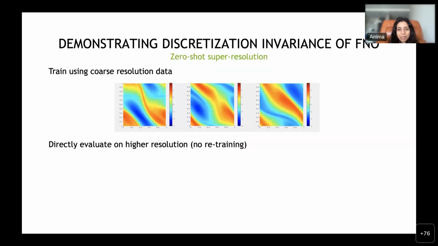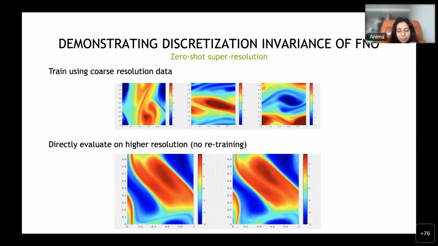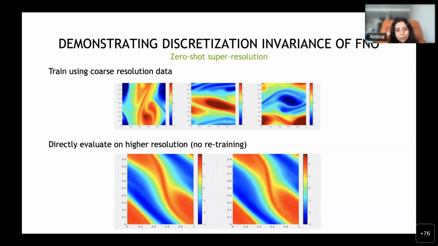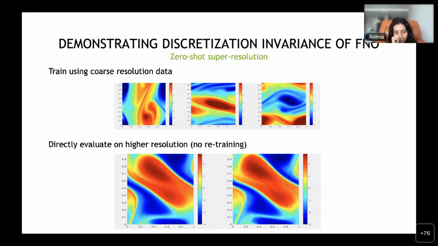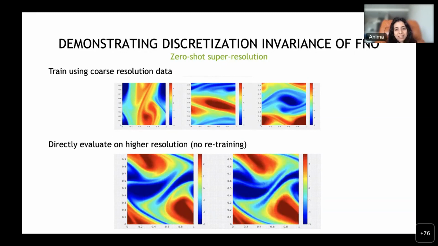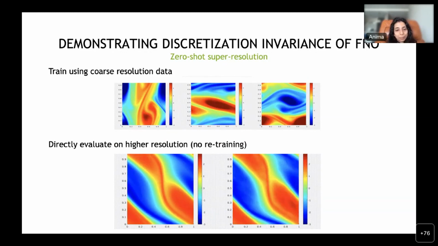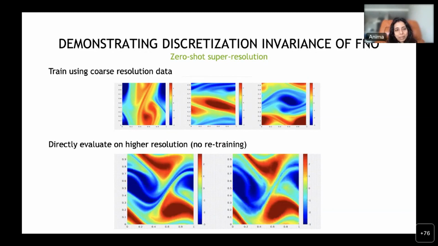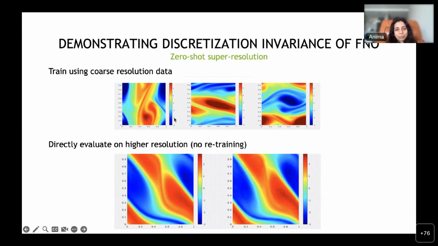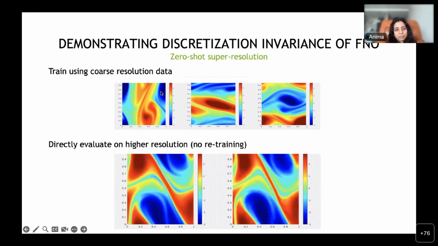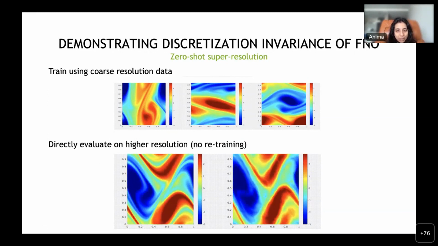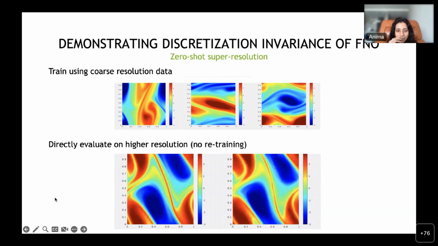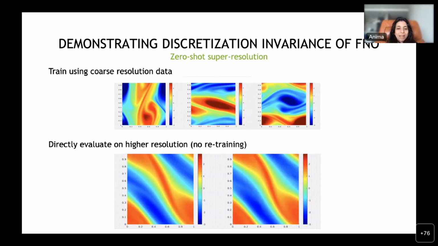By that, what I mean is, let me first show you an example, a proof of concept, of how we can train in one resolution and test in a different resolution, which wouldn't be possible with standard neural networks. So we're training using only coarse resolution data for this Navier-Stokes equation, and we do that over different initial conditions. And then at testing time, we provide higher resolution inputs, and we look at how well it predicts.